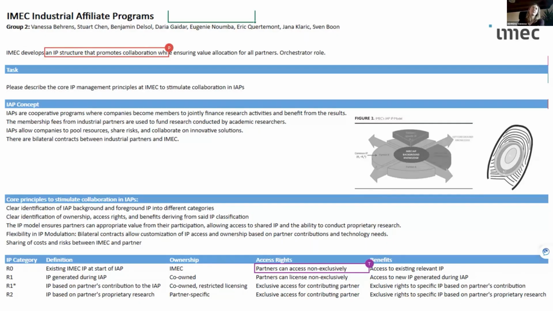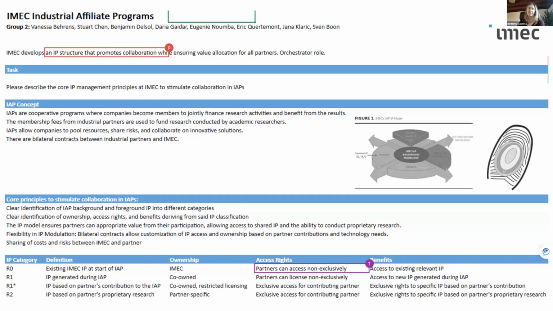Our task was to describe the core IP management principles that IMEC uses to stimulate collaborations. And here, the concept of IAPs is that they are a cooperative program between companies that allows them to jointly finance research activities and benefit from the results in a mutual manner.